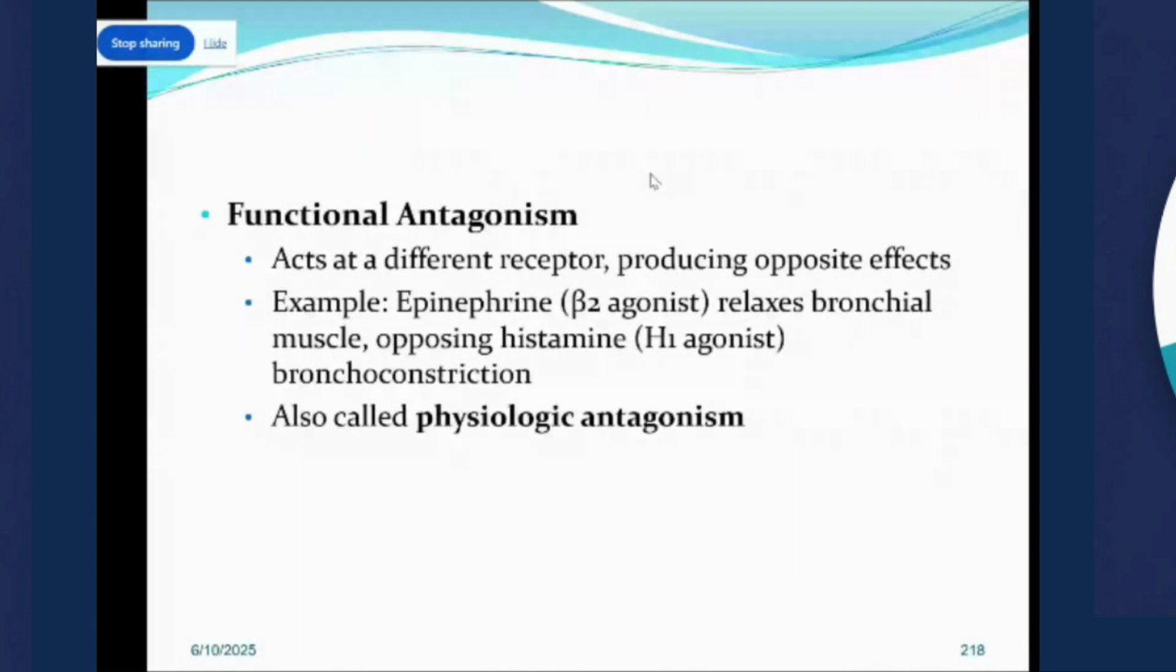But this epinephrine does not directly oppose the histamine. No. It will simply relax the bronchial smooth muscles, and that effect will open the airway without competing with the histamine on its receptors. And that's why we say one function has opposed another function. So the function of epinephrine in opening the bronchial smooth muscles has opposed the function of histamine, which is to cause bronchoconstriction. And that's why we call it physiologic antagonism.